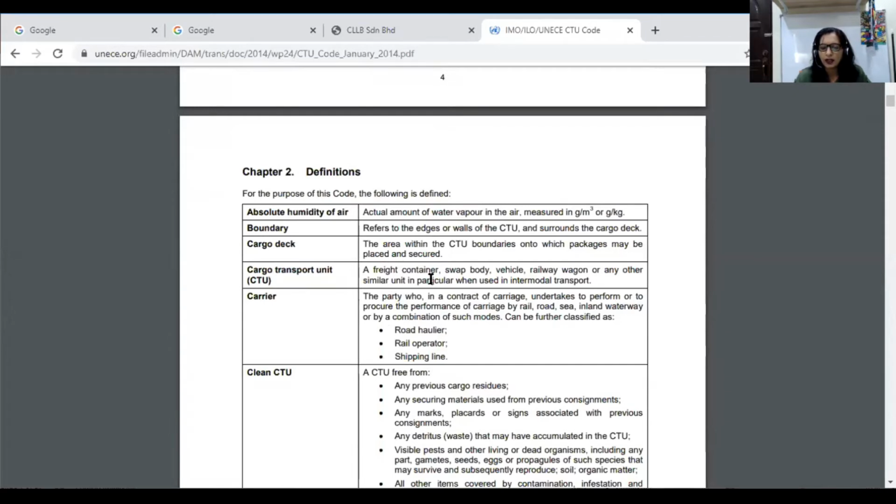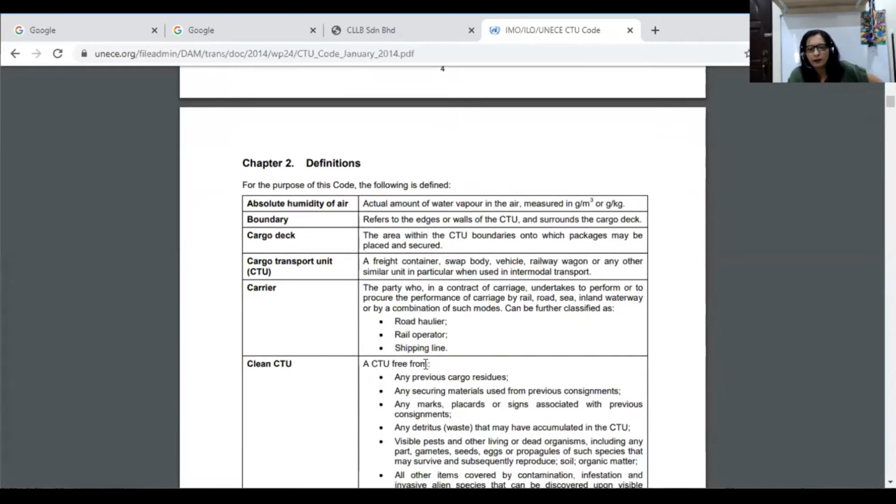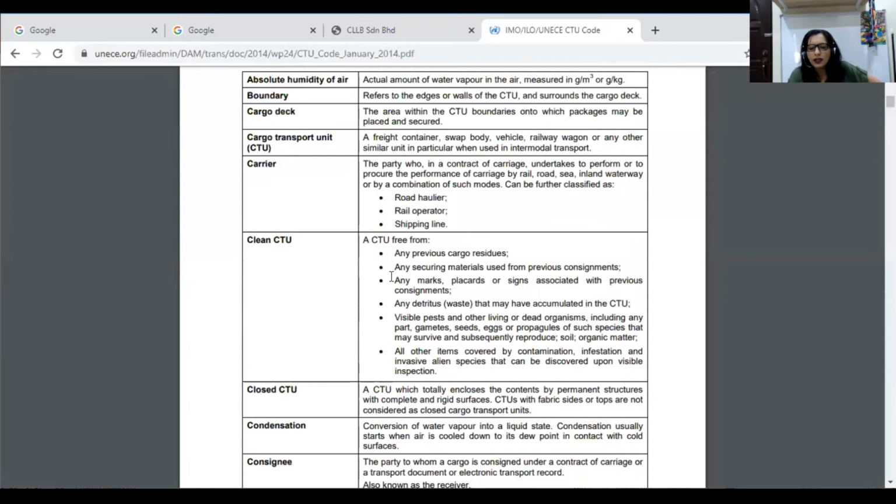So a CTU is a freight container, a swap body, a vehicle, railway wagon, or any other similar unit, in particular when used in intermodal transport. Then they define who the carrier is. It could be a road haulier, a rail operator, or a shipping line. Then what does a clean CTU mean? So these are the definitions: any previous cargo residue, any securing materials that were used for previous consignments, any marks or placards, whatever had to do with the previous cargo has to be removed, and that free from all of this would then define what a clean CTU is.